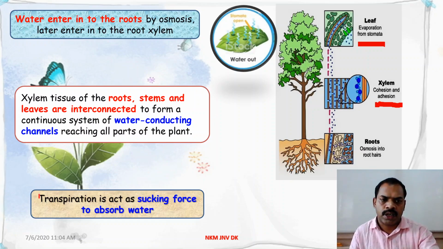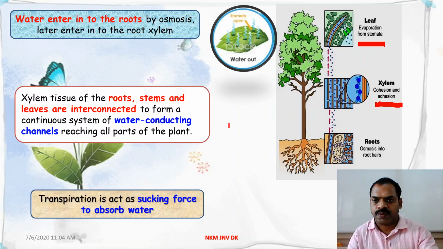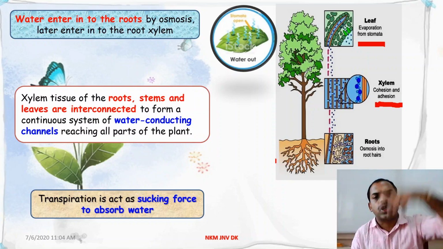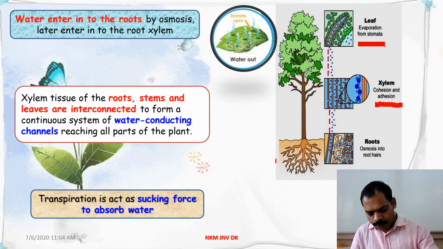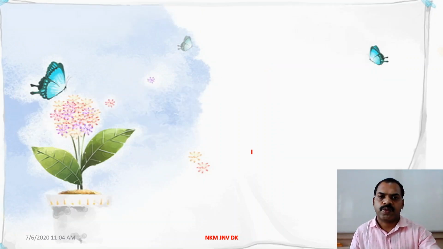So transpiration has a great role. Without transpiration, the plant could not absorb water to such a great height. So remember, the cohesive and adhesive force of xylem, the evaporative or sucking force by transpiration, and osmosis all together bring the water from the soil into the upper leaves.